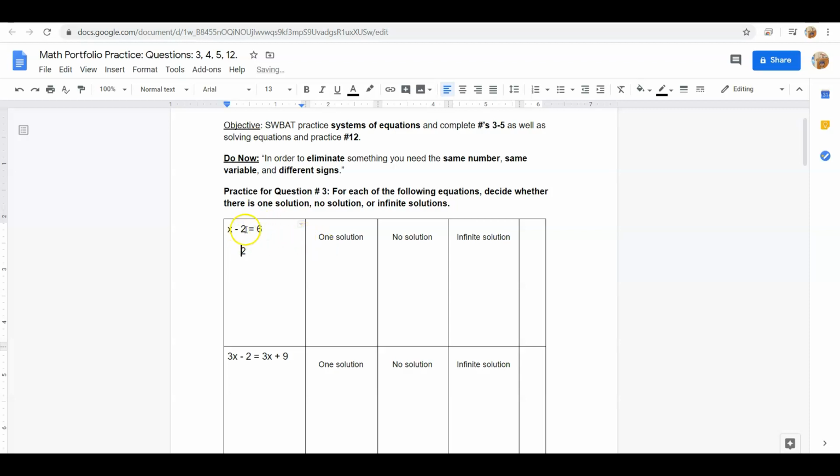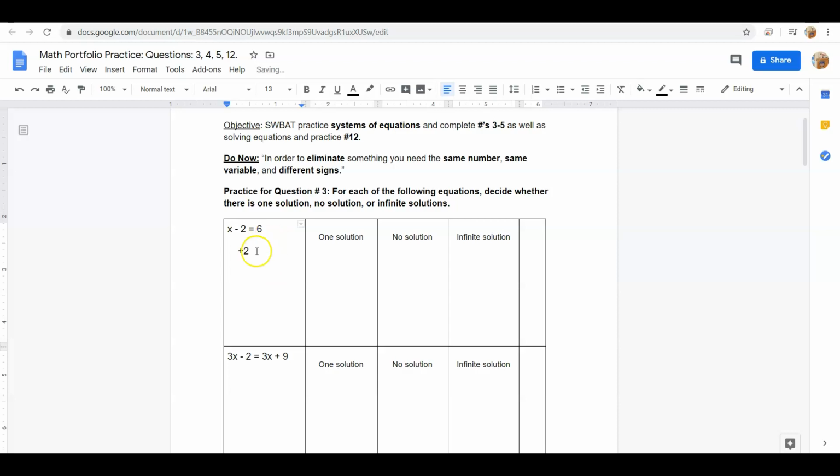Does this negative 2 up here have a variable? No, I don't see one. And this x is not the variable that goes here. So remember, this x is by itself on the side still. So in order to get rid of this negative 2, we need the same number. I got it. Same variable. There is no variable, so I got that as well. But I need different signs. This 2 is attached to a negative sign, meaning to make this number the inverse, or to eliminate it, I need to have a different sign. So I'm going to write a plus sign there.